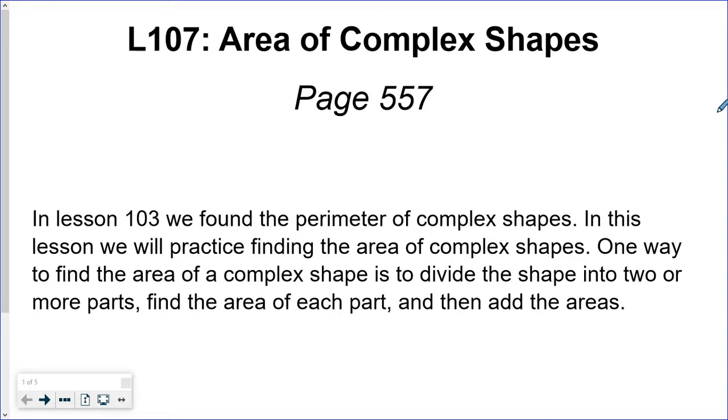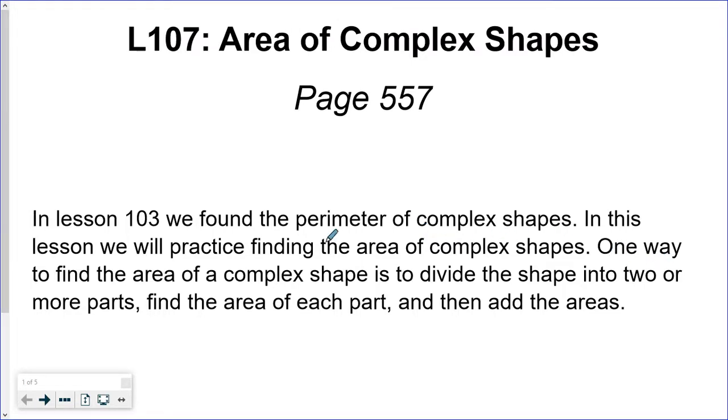Now, a few lessons ago, way back in lesson 103, we talked about how to find the perimeter of complex shapes. If you remember, we had to make sure to add all of the sides together, and there were even a couple of sides that were missing, and you had to find those numbers first. Well, in this lesson, we will practice finding the area of those complex shapes, okay?